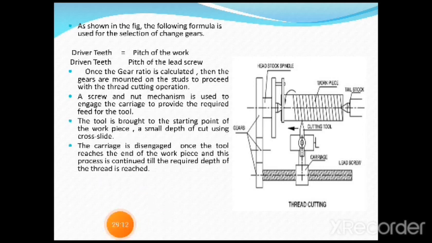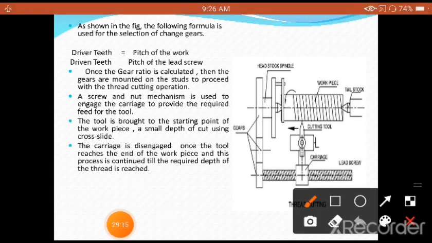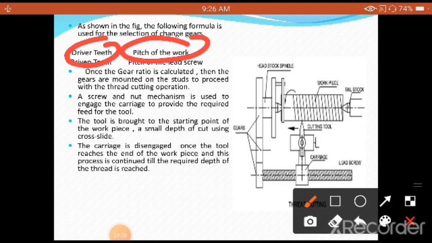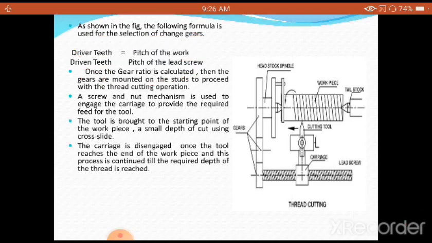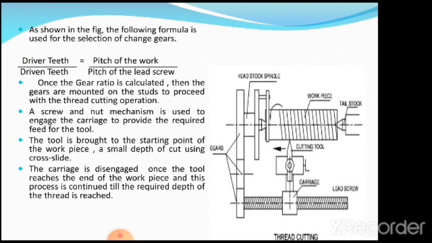The driver teeth is proportional to the pitch of the workpiece. Here you are going to see very clearly, the driver teeth is proportional to the pitch of the work. Similarly, the driven teeth is proportional to the pitch of the lead screw. Both are proportional. Using this formula, we are going to calculate the gear teeth, and then we are going to mount those gears for the provision of the required pitch of the thread to be cut on the workpiece.